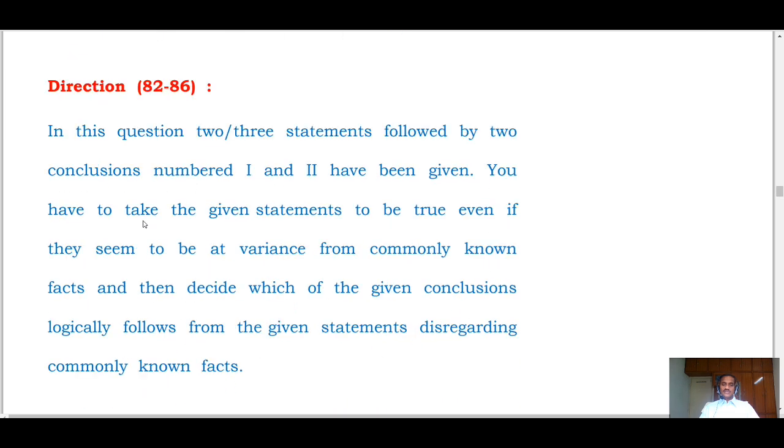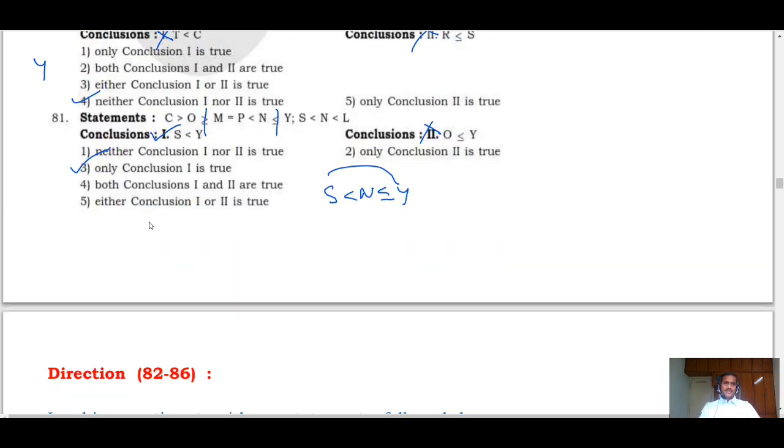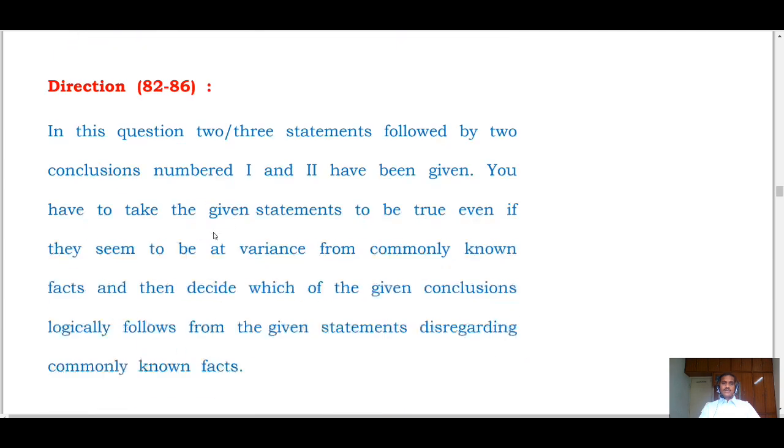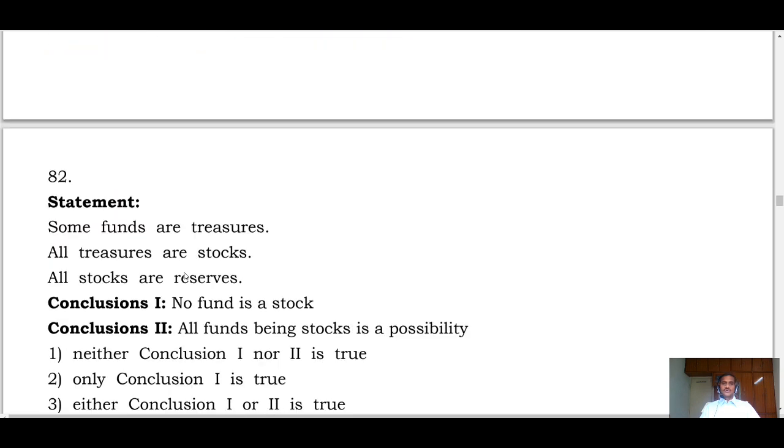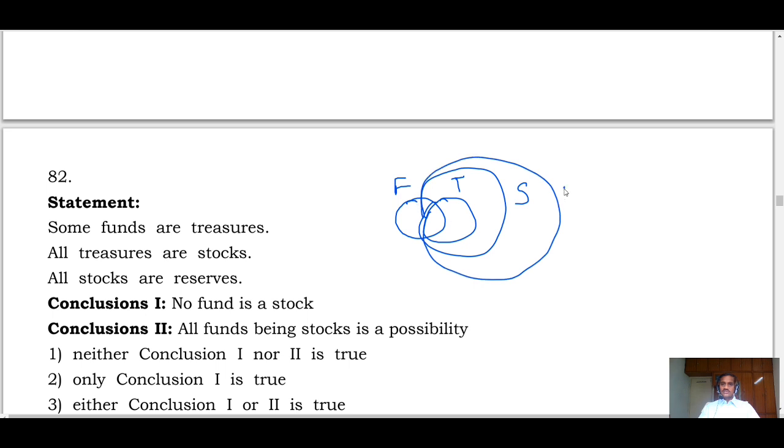Then 82 to 86, they are based on what? They are based on syllogisms. And commonly known, which conclusion logically follows. First model: some of the funds are treasures. Some funds are treasures. This is fund and this is treasure. All these treasures are stocks and all stocks are reserves. Then tell me what is the conclusion we have?